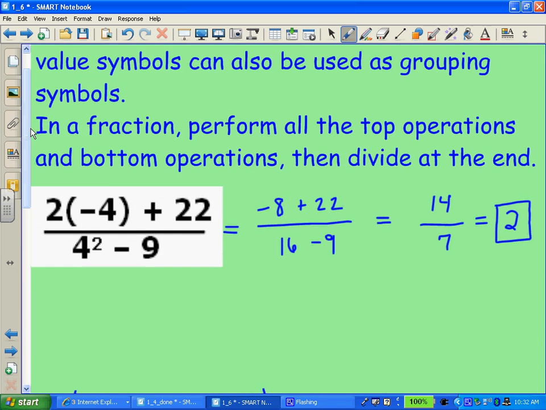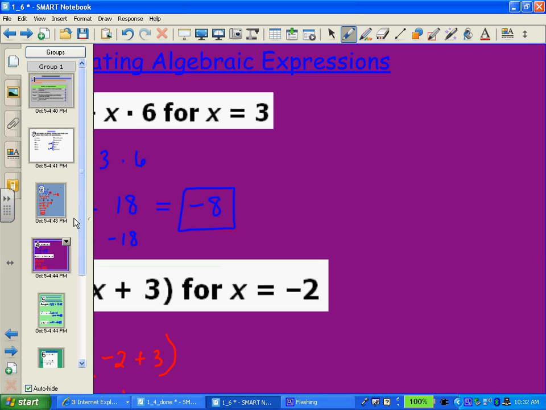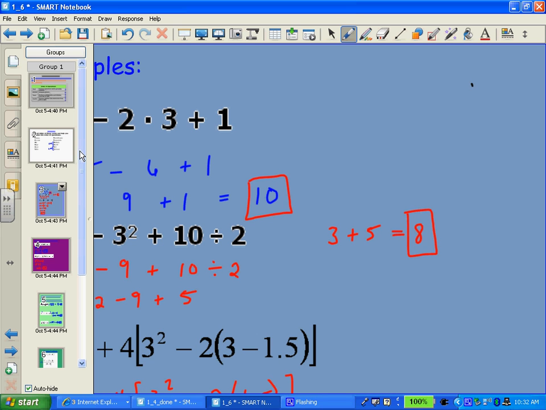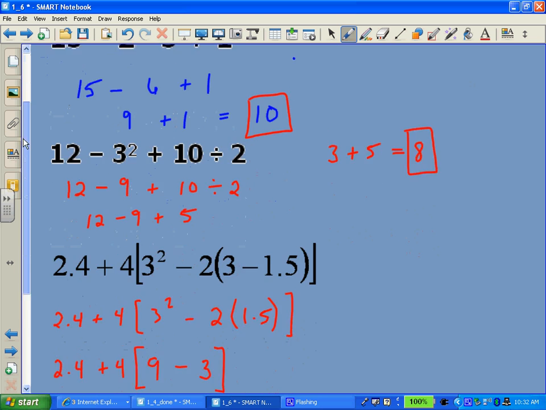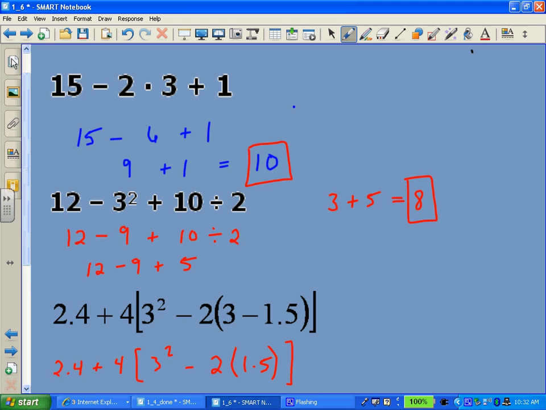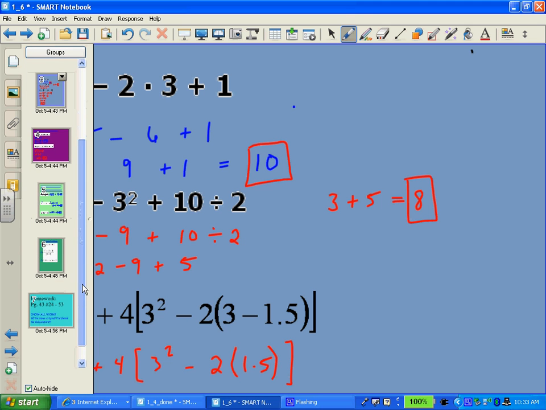Okay? So remember, with fraction bars, absolute value, radical signs, they act like grouping symbols. And with fractions, you want to do the top and the bottom separately and then divide at the end. Okay? So that's pretty much what you'll be running into on your homework tomorrow, is a bunch of expressions where you'll have to follow PEMDAS. Okay? Parentheses, exponents, multiply, divide, add, and subtract.